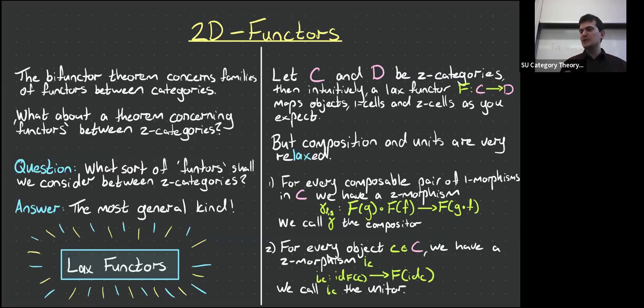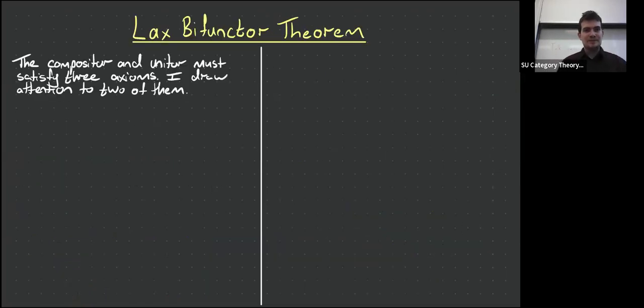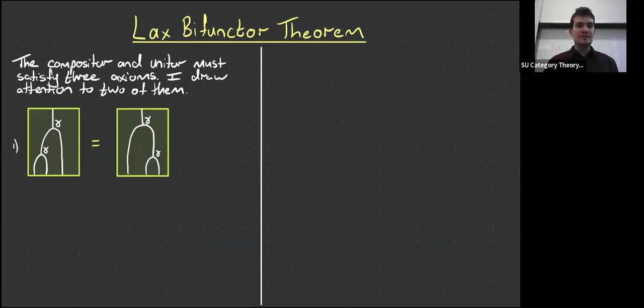So here we have this thing called the unitor, which is going to relate the identity on F of c to F of the identity of c. In the one categorical case this is just equality, in the pseudofunctor case it is an isomorphism, and here it is just a morphism. So I've told you what the data is, but the compositor and unitor need to satisfy some axioms. In particular, there are three axioms, and I'm going to draw attention to two of them. The first says that compositors ought to behave like so. I've omitted the subscripts, but the subscripts are such that it makes sense.